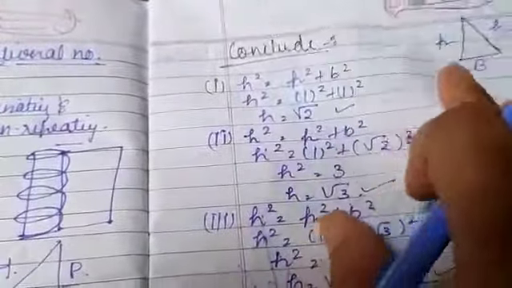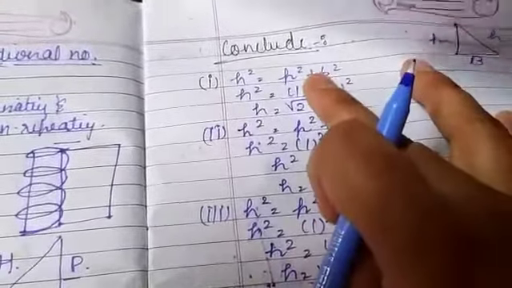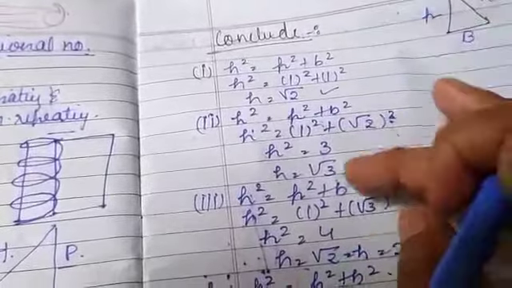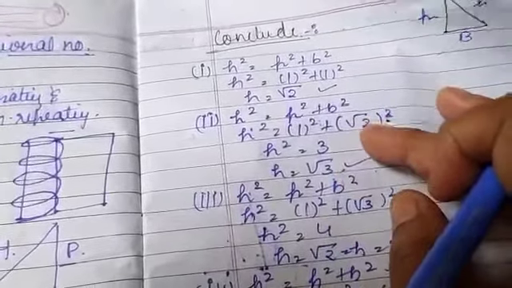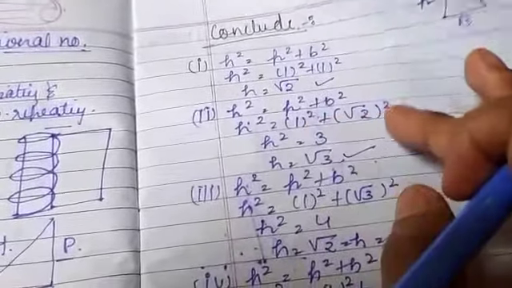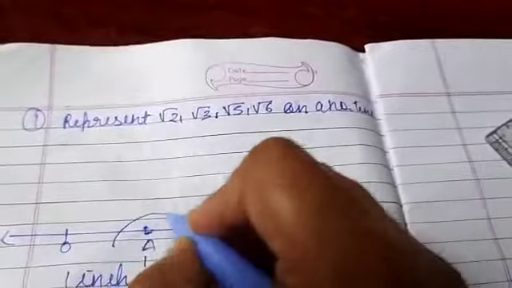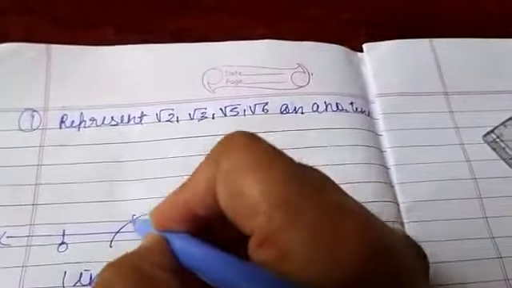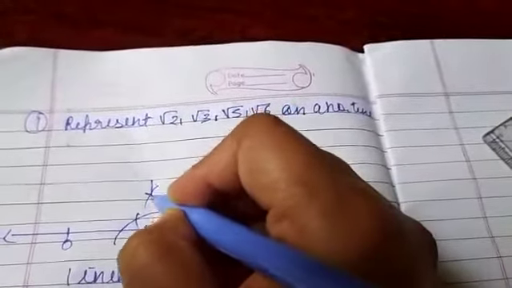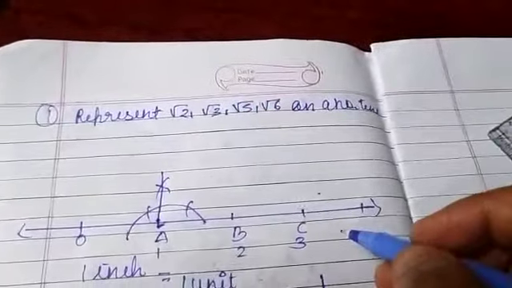See, I have taught you how to represent root 2. For representing root 2, you have to take base 1 and perpendicular 1. For representing root 3, you have to take base root 2 and perpendicular will be always root 1. Correct? 1 unit. Now from point A, let us draw an angle of 90 degree. So let us draw this point here, this point here, this point here, this point here. So this will be an angle of 90 degree.